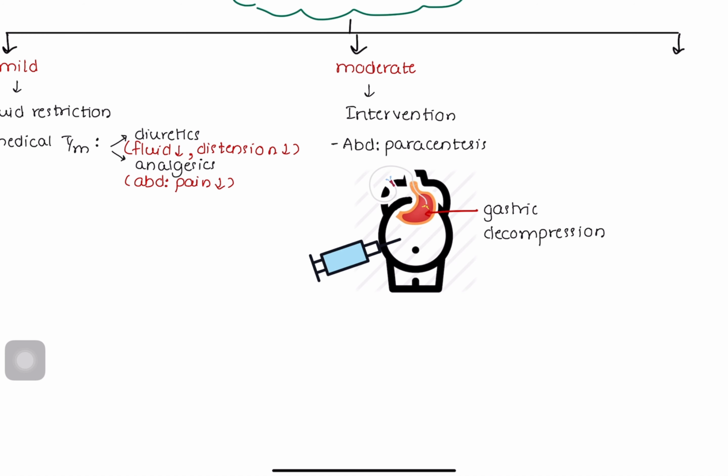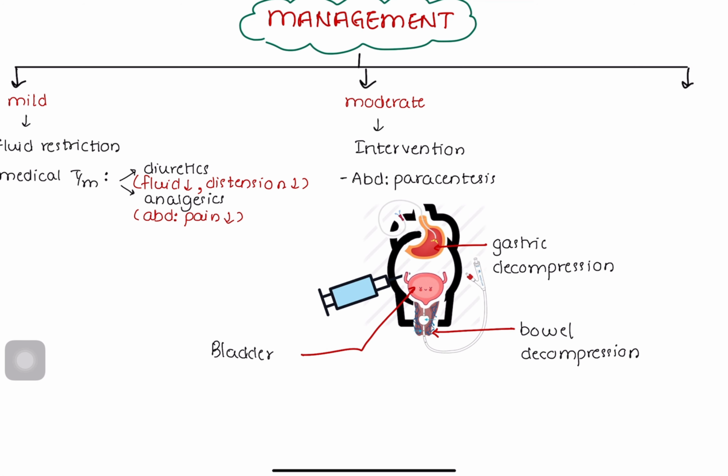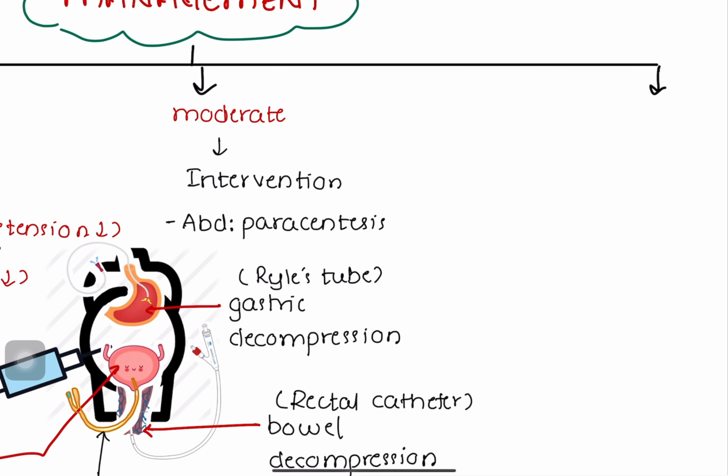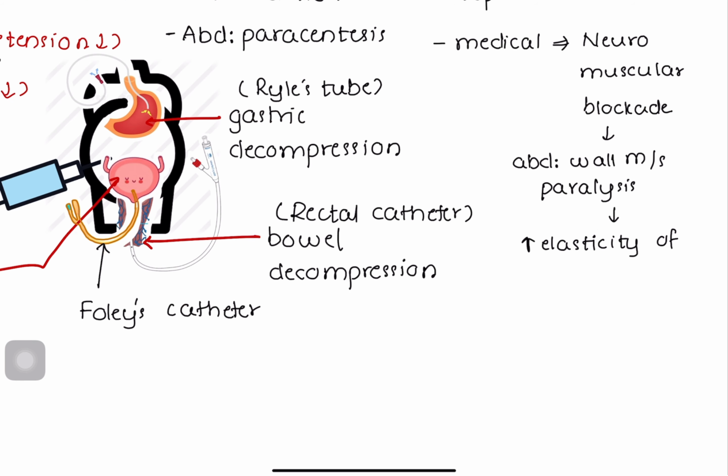Gastric decompression using Rouse tube. Bowel decompression using rectal catheter. Bladder decompression using Foley's catheter. In severe cases, consider the following measures. Stop enteral nutrition to avoid GI overload. Temporary neuromuscular blockade to make paralysis of the abdominal wall muscles. This improves the elasticity of abdominal wall and thereby decreasing the intra-abdominal pressure.